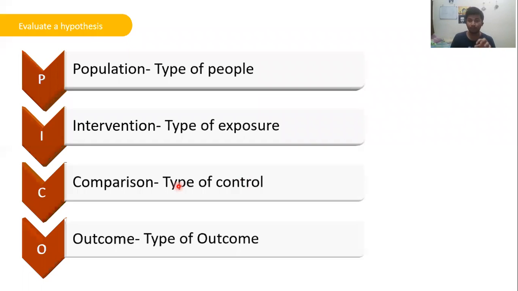And last is outcome. From whatever research question you frame, you should be able to tell what kind of outcome will come, because every hypothesis in the end yields a result, and you should be able to tell what type of result will come, right? So this is what PICO is, and don't worry, PICO can be a bit confusing, but when I tell you the examples, you will understand it better.